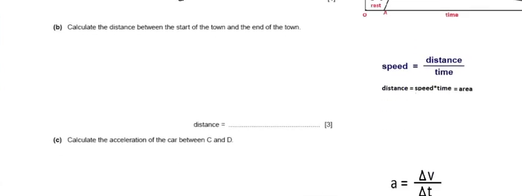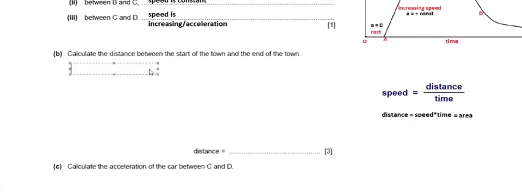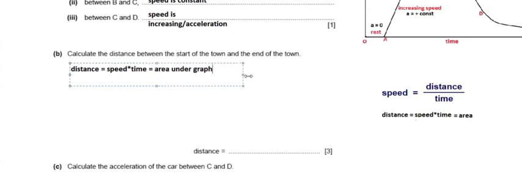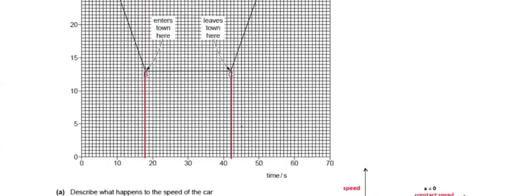So here I will write down first of all, the distance is equal to speed multiplied by time. So that is nothing but the area under the graph. So here the area under the graph is the rectangle. Area of the rectangle is base into height. So we need to know what is the base and height of this rectangle.